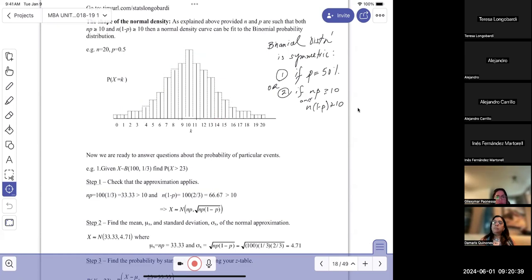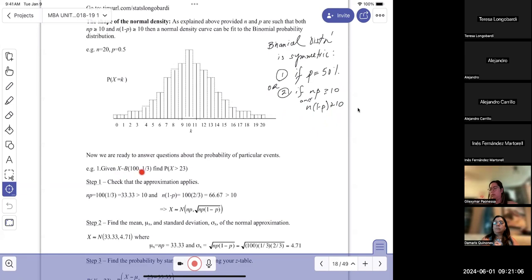All right, so as I mentioned last class, the binomial distribution is symmetric if P is equal to 0.5, or this is true. And further, it's going to be normal if this is true. So I apply that here. I present here an example.